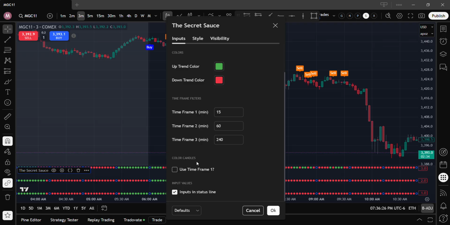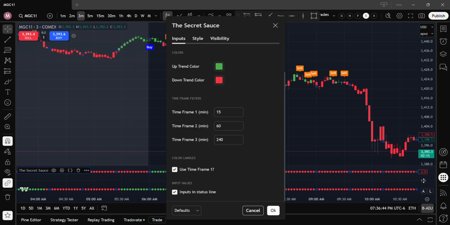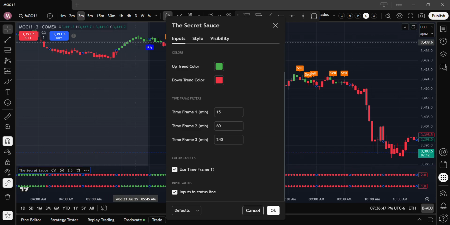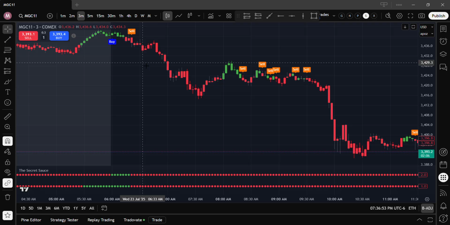The one last thing here that I put in is use time frame 1. So you can actually color the candles using the lowest time frame filter. If you click that on, you can see it will remove that top one and just leave the other two, and it will stick that lowest time frame on the candles. When I was trading this, this is the particular layout that I enjoyed trading it in. It helped me hold my trades longer whenever I would get a signal, and just not worry as much about what color the candle is at that particular moment.